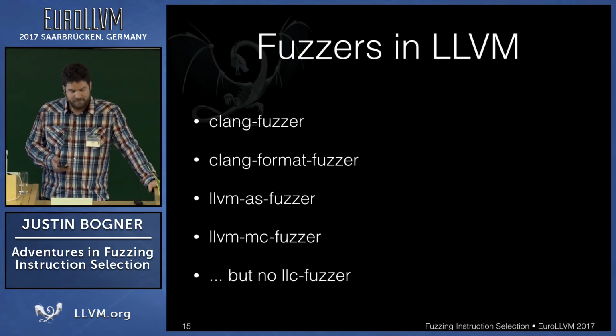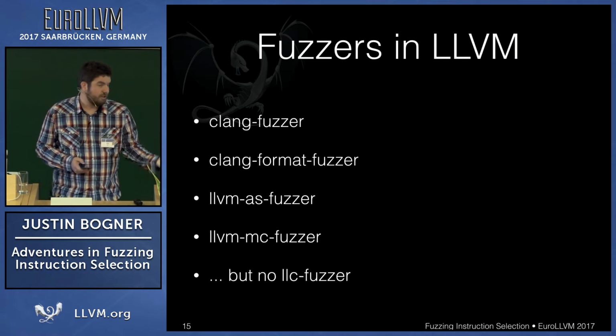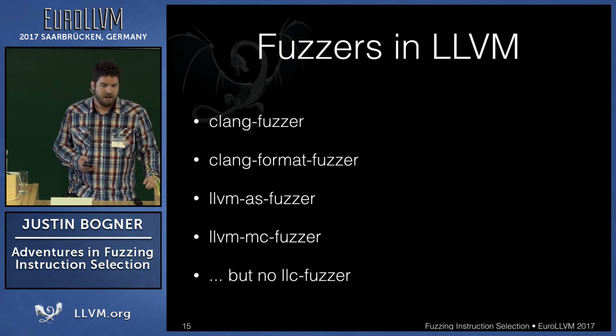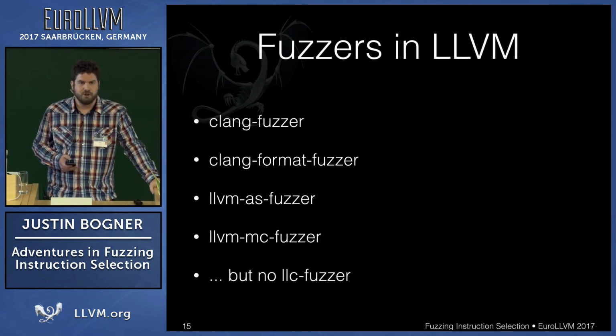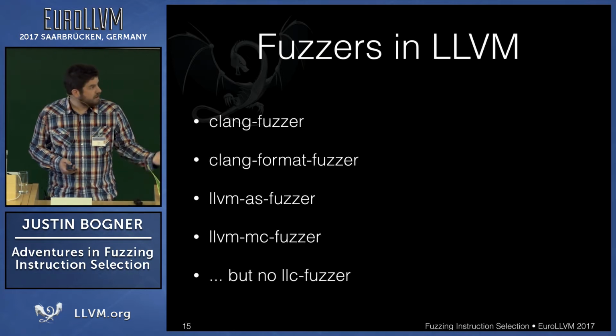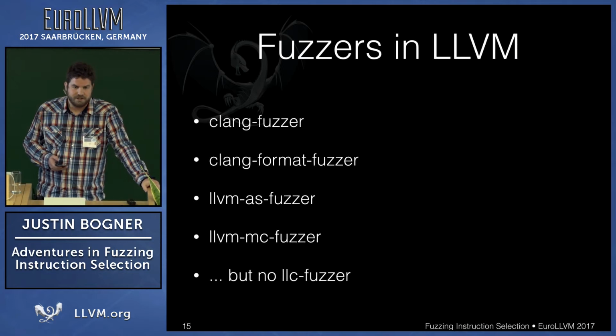So that's libFuzzer, and it's already embedded in LLVM, right? So what's so special about instruction selection that we really even have anything else to talk about here? There are already a number of fuzzers in LLVM, including ones for Clang and clang-format, and the LLVM assembler. MC has fuzzers for the assembler and disassembler. These are all pretty useful, and they do find bugs. But you'll note that there is not an LLC fuzzer, and there's a pretty good reason for that, which should become clear in a moment.